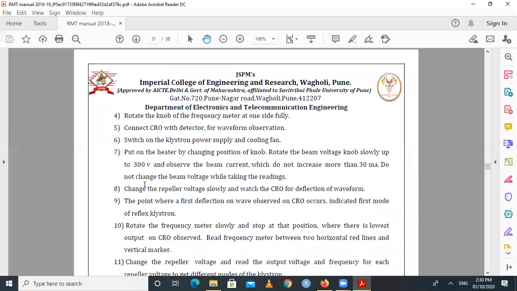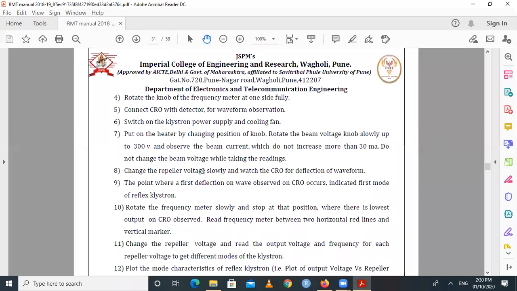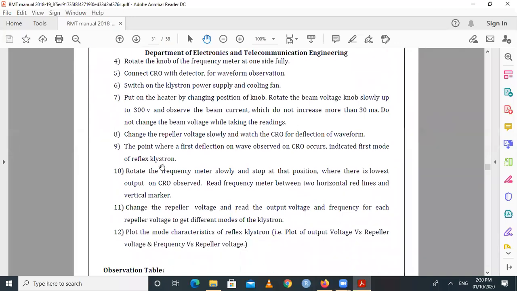And then you have to change the repeller voltage slowly and watch the CRO for deflection of the waveform. So whenever we find the deflection of the waveform, that is treated as the first mode of the reflex response. Again, if you want to find out the frequency of the wave inside that waveguide, then you have to rotate the frequency meter, and you have to stop rotating when you get a deflection on the waveform on the CRO.